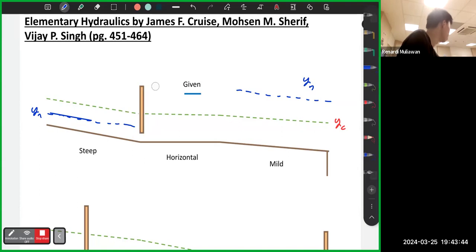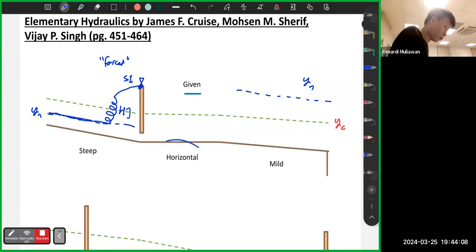So it is forced to go up. Again, forced to go up. And again, what's the curve? It's S1, because before any gate, it should be S1. So it's like this. And for a steep slope, it's always hydraulic jump first, then S1. So it's YN, hydraulic jump, S1, then control point.